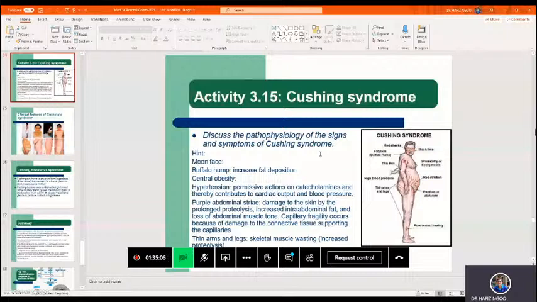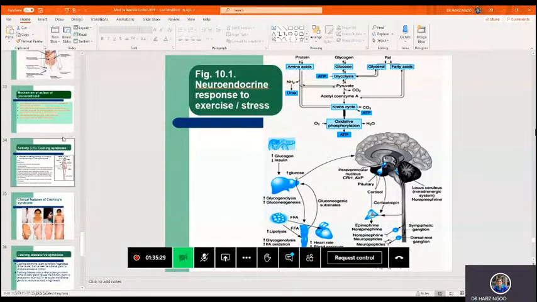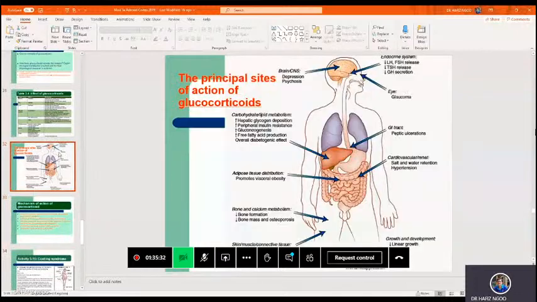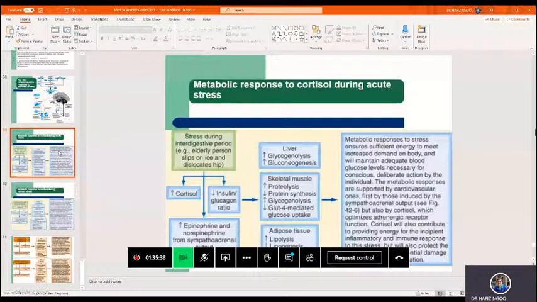Doctor, could you explain about the mechanism of control for stress responsiveness? Is this the slide that we are talking about? Neuroendocrine response to stress and exercise. A bit back. Here: metabolic response to cortisol during acute stress. Sure, this one.